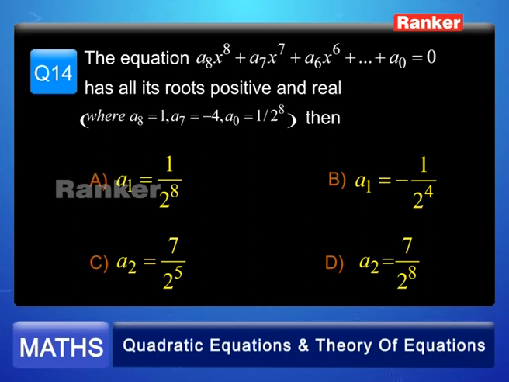First option, that is option A, is a1 is 1 by 2 power 8. Second option, a1 is minus 1 by 2 power 4. Third option is a2 is equal to 7 by 2 power 5. Fourth option, that is option D, is a2 is equal to 7 by 2 power 8.